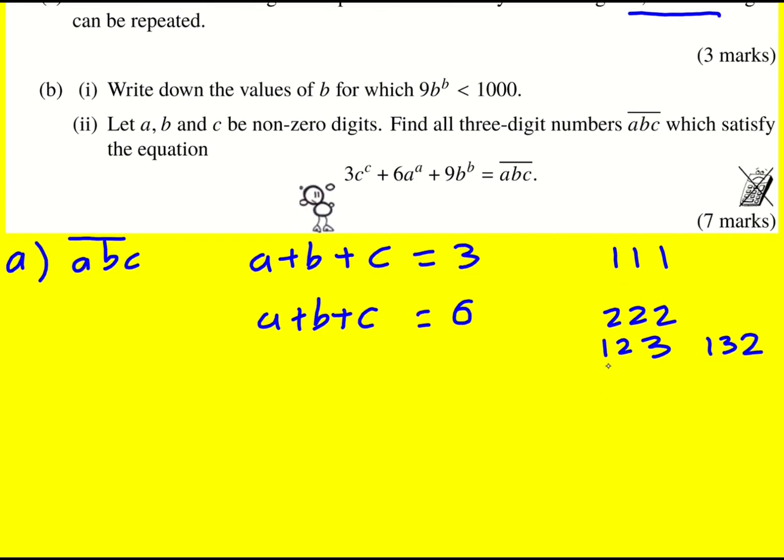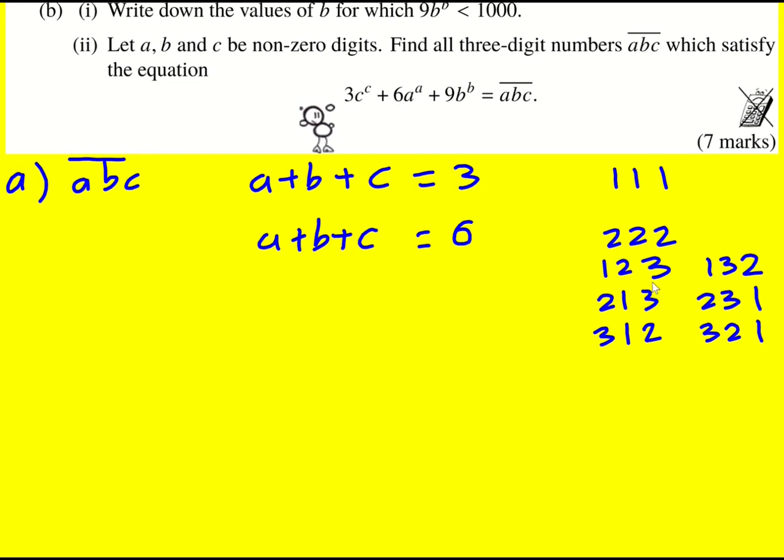So we're going to have to write down all 6. That's the one starting with 1, and then we've got 2, 1, 3, 2, 3, 1, and 3, 1, 2, and 3, 2, 1. Okay, there we have it. So 7 there.